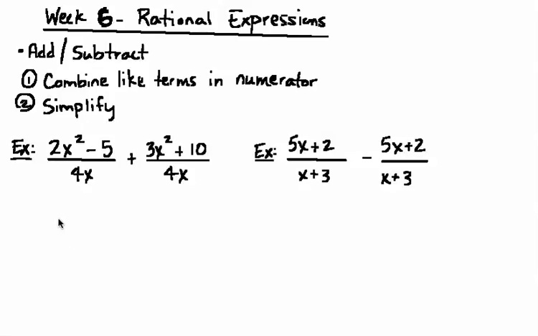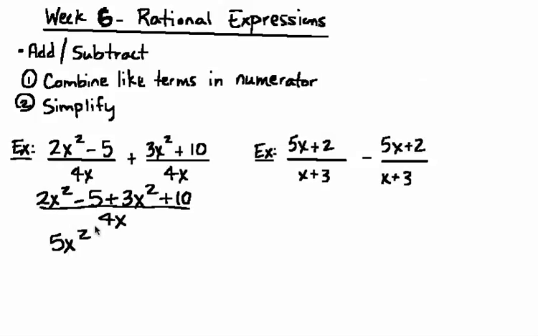So just looking at this first example, we've got addition, so we can go ahead and combine our like terms. I'm going to first do that by writing this as one fraction over one of the 4x's, and then combine like terms. Like terms are the ones with the same variable and the same exponent. 2x squared plus 3x squared is 5x squared. Negative 5 plus 10 is plus 5. And that's divided by 4x.